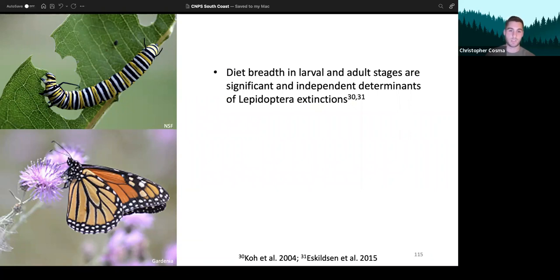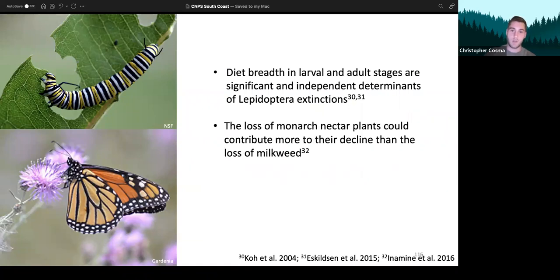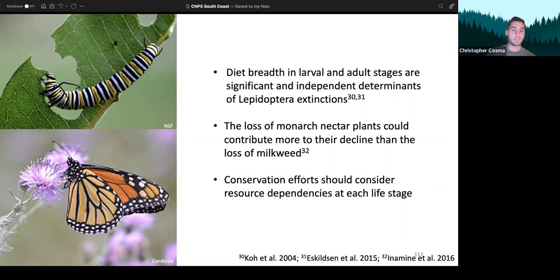Number one, diet breadth. So just the number of interaction partners, the number of plants they use as resources in both the larval and adult stages are significant and independent determinants of Lepidoptera extinctions. So we have to look at both of those. And in fact, the loss of monarch nectar plants could actually contribute more to their decline than the loss of milkweed. A couple of recent studies have shown that the loss of these nectar plants is perhaps even more important. So what this is really telling us is that conservation efforts, including the efforts in our yards and gardens, need to consider resource dependencies at each life stage.